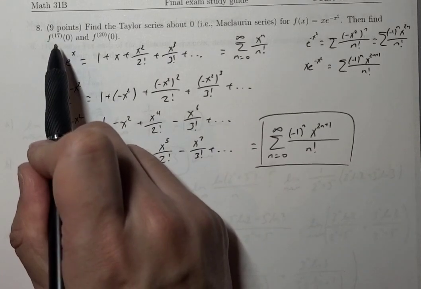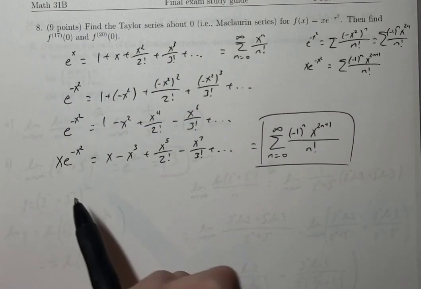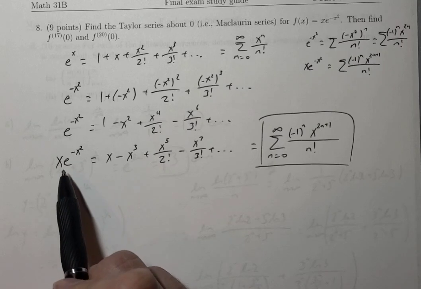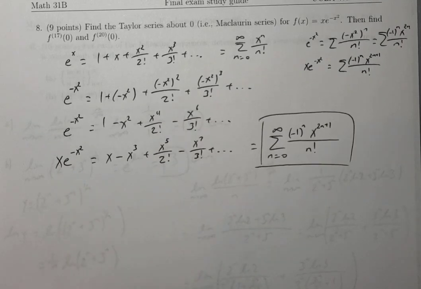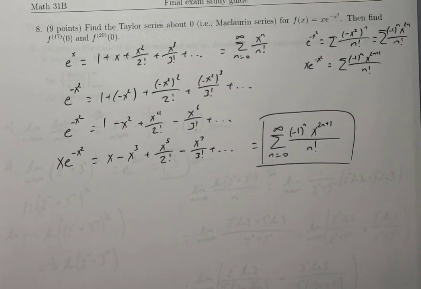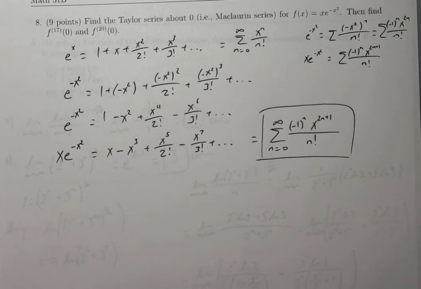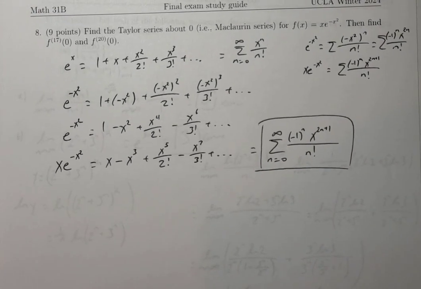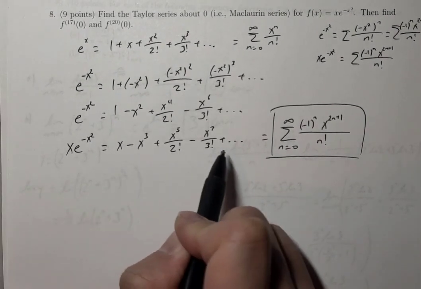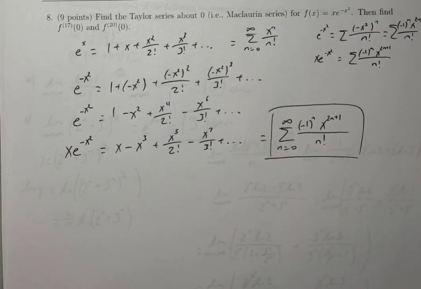Okay, 17th derivative at 0. Obviously, you don't want to keep taking derivatives 17 times. There has to be a quick way to do this. What is the quick way to do it? Well, this is a power series. That's the key. We have powers of x. Okay?